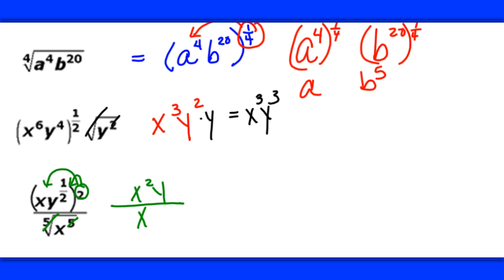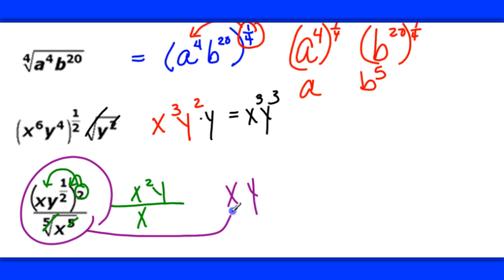We're almost finished. We need to clean this up. We don't leave the same base number in the top and the bottom. So x squared divided by x is x. So that whole big thing there turns into just a simple xy. That's it.